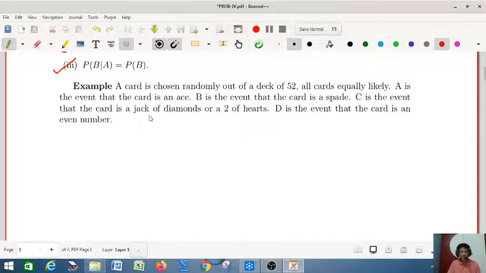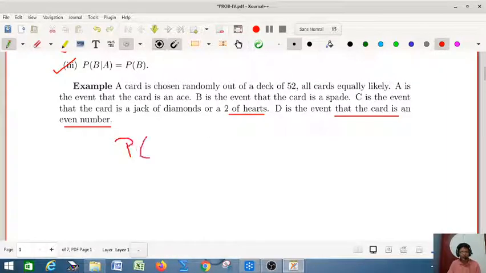C is the event that the card is the jack of diamonds. So there is only one jack of diamonds, or 2 of hearts. So there are 13 hearts, diamonds also 13. D is the event that the card is an even number. Okay. So D is the card of even number. So there are 20 even numbers. Okay. So let us now find out all the events defined here.